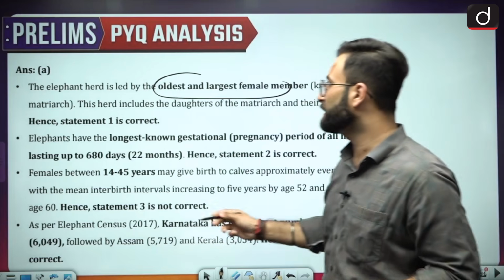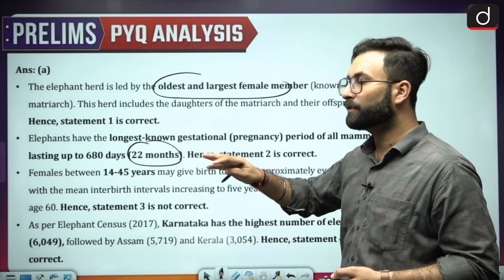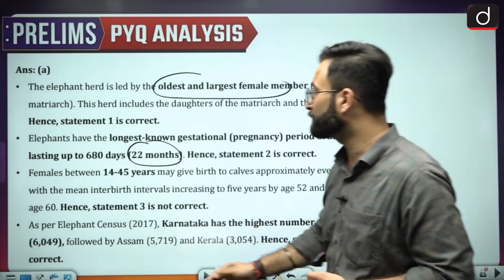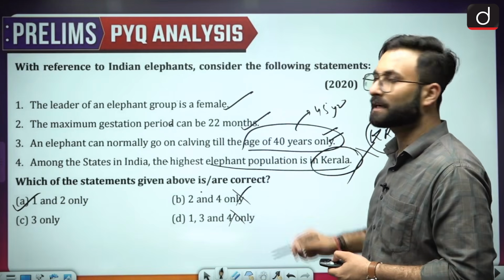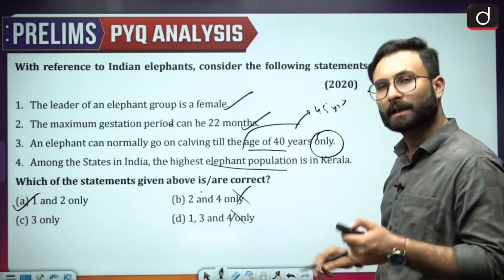Gestation period is the longest among the mammals. That is 22 months, that is 680 days. And when we talk about the period when they may give birth, that is from 14 years to 45 years. Okay, they have talked about 40 years. That is why it is wrong, because they are saying only 40 years. After that they cannot. So that is the reason.